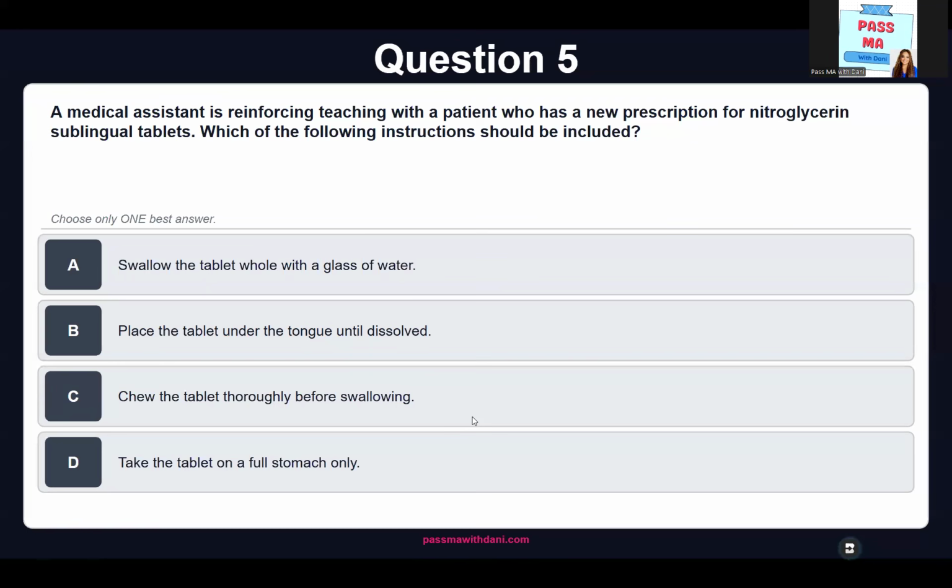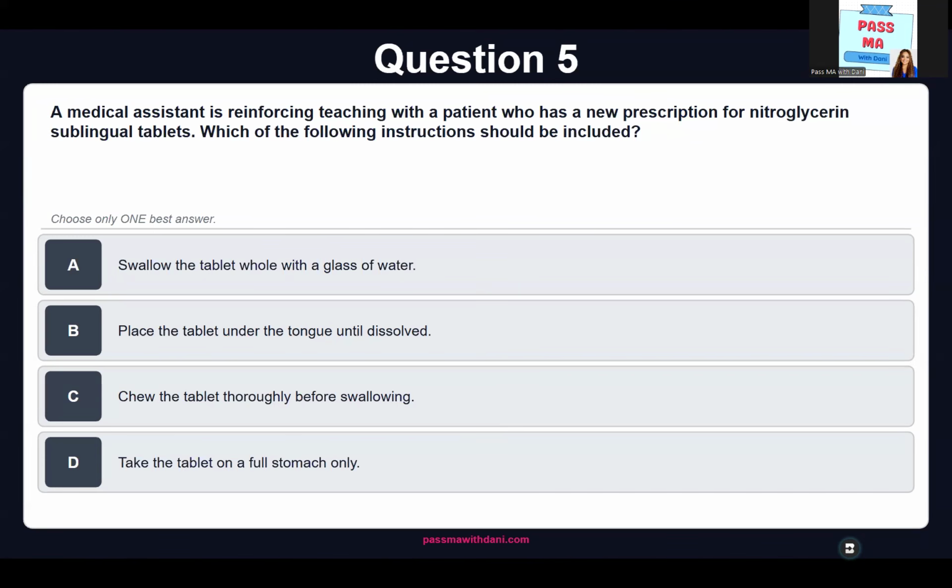All right, question number 5. A medical assistant is reinforcing teaching with a patient who has a new prescription for nitroglycerin sublingual tablets. Which of the following instructions should be included? A, swallow the tablet whole with a glass of water. B, place the tablet under the tongue until it dissolves. C, chew the tablet thoroughly before swallowing. Or D, take the tablet on a full stomach only.